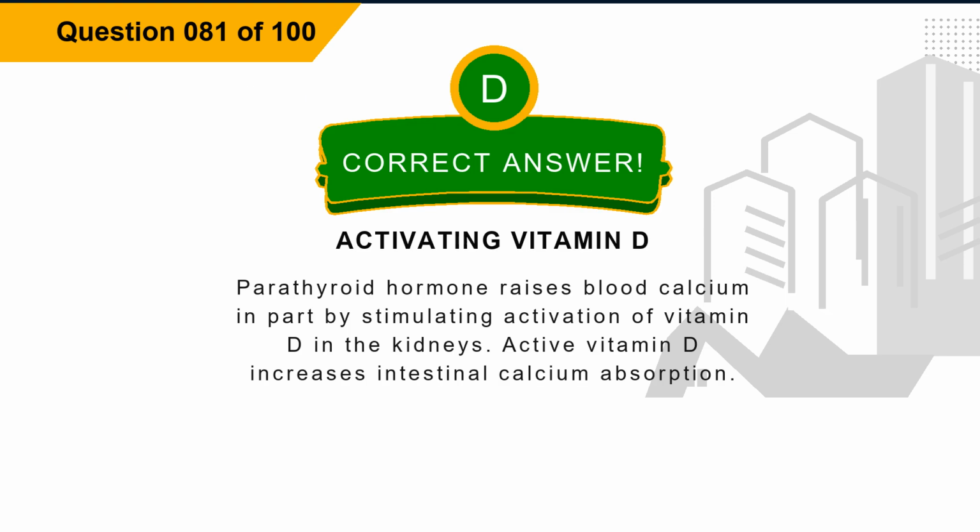The correct answer is option D, activating vitamin D. Explanation: parathyroid hormone raises blood calcium in part by stimulating activation of vitamin D in the kidneys. Active vitamin D increases intestinal calcium absorption.